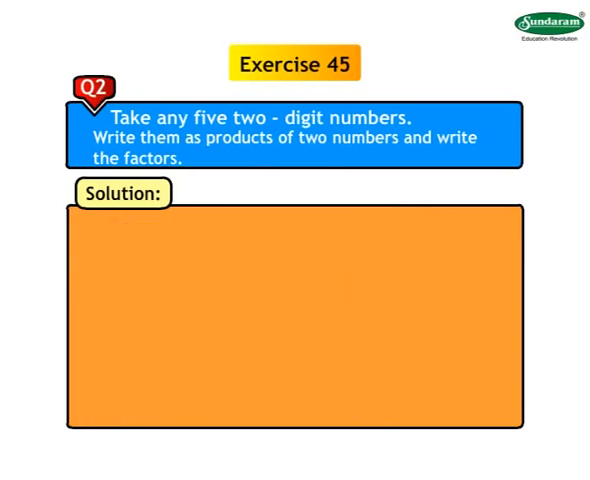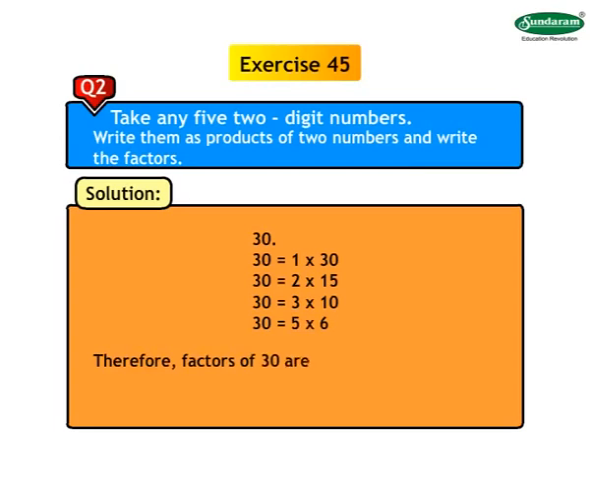Now lastly, let us take 30. 30 is equal to 1 into 30. 30 is equal to 2 into 15. 30 is equal to 3 into 10. 30 is equal to 5 into 6. Therefore, pairs of factors of 30 are 1, 30, 2, 15, 3, 10, 5, 6.